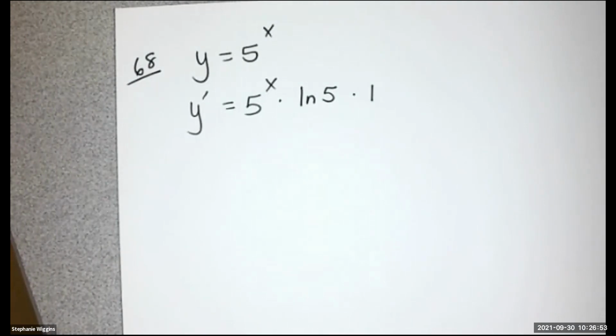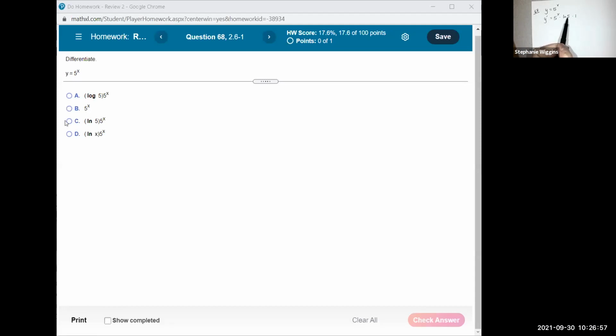These are multiple choice. So we have ln 5 times 5 to the x. So C is the correct choice. Next question. It's basically the same type of question. Let me skip that one. Same type of question.